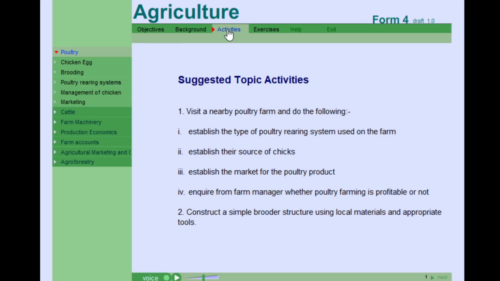Participate in a class project and construct a fold unit. Visit a commercial hatchery if possible and make observations on selection procedure for eggs for incubation, handling of eggs, how the incubator works, and how eggs are cared for when in incubator. Find out how eggs are marketed in a nearby local market and the different types of poultry feeds in a nearby agrovet.